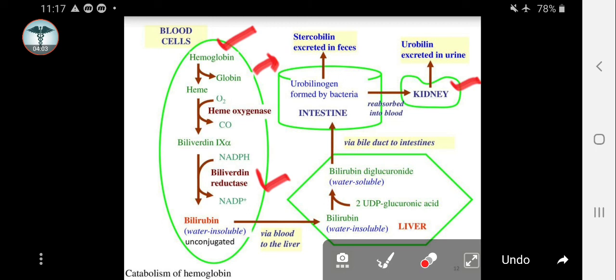The remaining portion, which is the major portion of the urobilinogen, is converted into stercobilin. Stercobilin is brown in color, which gives a brown coloration to the feces, and is excreted in the feces.